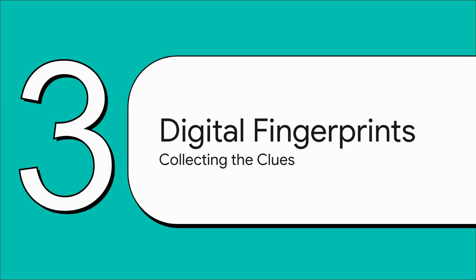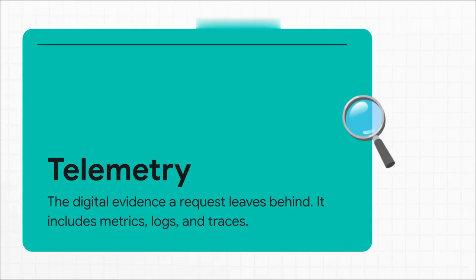Okay, so that's the path, but how do we actually collect the clues? What are these digital fingerprints we need to look for? Because we can't just guess, right? We need cold, hard evidence. Well, that evidence has a name. It's called telemetry. I like to think of it as the digital exhaust. You know, the trail of fingerprints left behind by our request as it zips through the system.